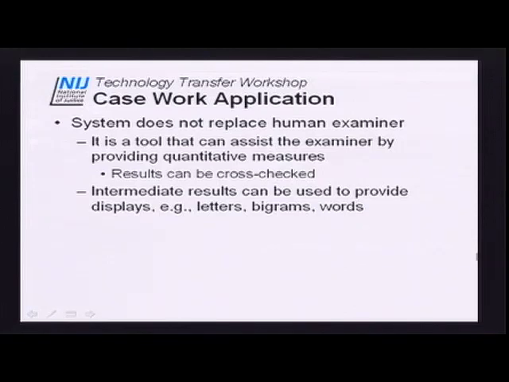Maybe you can just use it to say, here are some displays that I can get. Here are all the E's in this document. Here are all the E's in that document. I need to prepare some kind of a chart or something like that. Maybe it can be used for that. Letters, bigrams, words, and things like that. It can pull these up quickly for you.